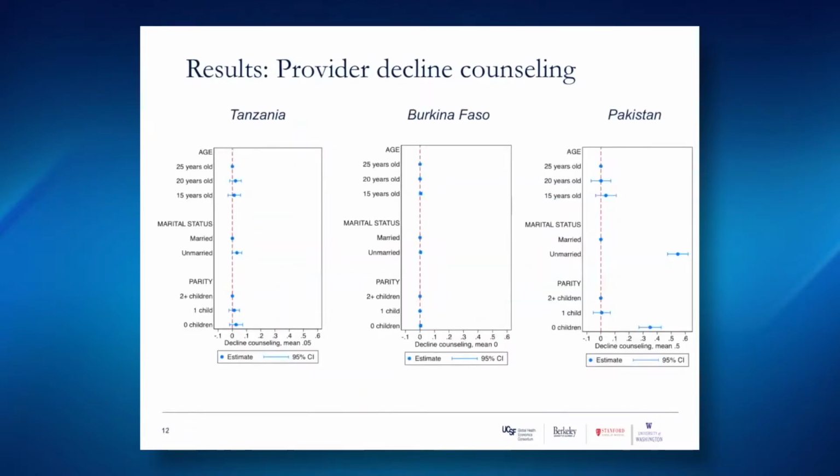Now this is going to vary a little bit across country. So in Tanzania, these effects, there's sort of no age gradient. The effects of parity and marital status aren't all that big. In Burkina Faso, actually all the providers said that they would provide counseling. There's nothing interesting there. And then in Pakistan, that's where the results are being driven. Really big effects for unmarried and nulliparous women.